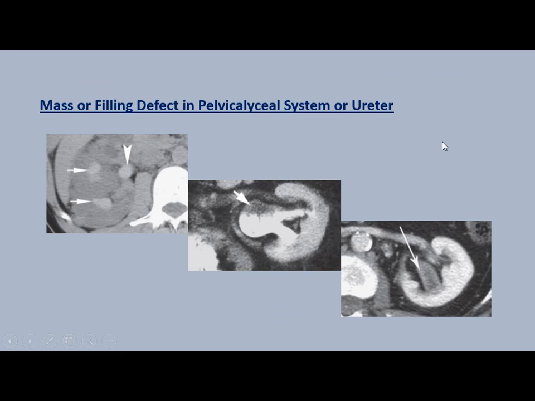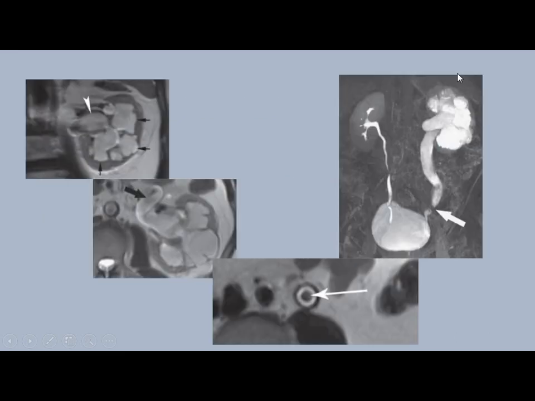This is after injection of the gadolinium. This also points to the filling defect representing the stone and dilatation of the pelvis and calyces. While in the normal right one, there is no dilatation.